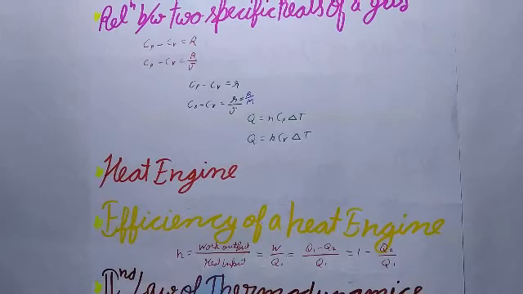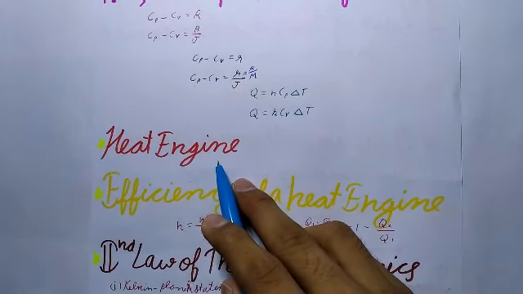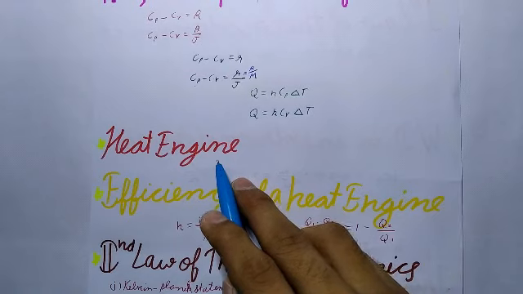Now, next is heat engine. It is a device which converts heat energy continuously into mechanical energy in a cyclic process. It essentially consists of, first, a source of heat, second, a sink of heat, and third, a working substance.